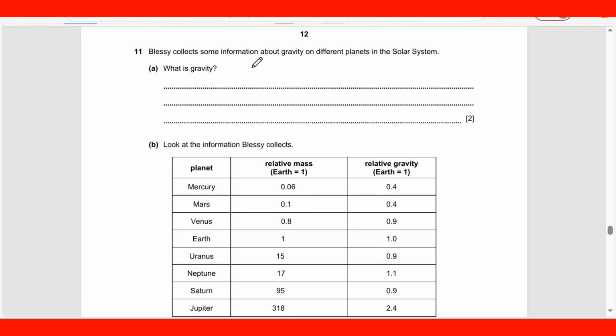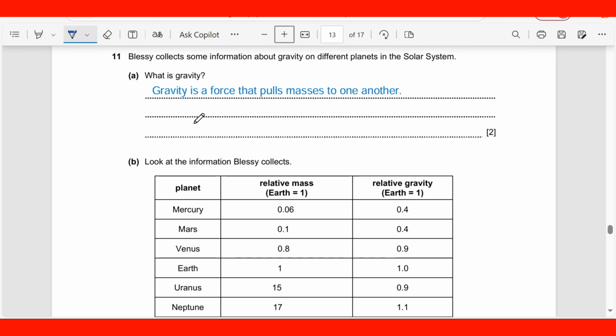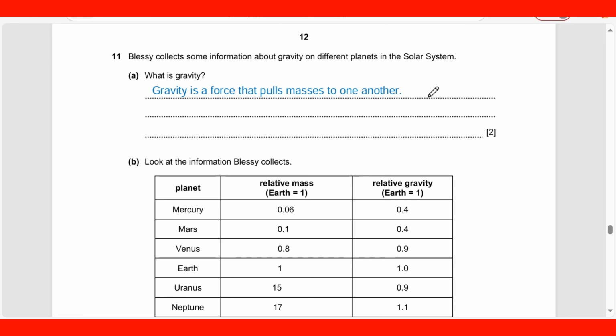Let's collect some information about gravity on different planets in the solar system. What is gravity? Let's check out the answer. Well, gravity is a force that pulls masses to one another. 2 marks: one for force, and then pulls to one another.